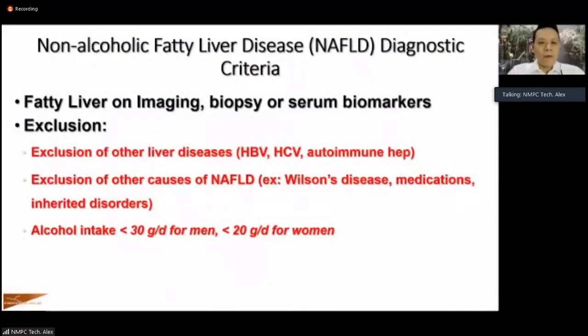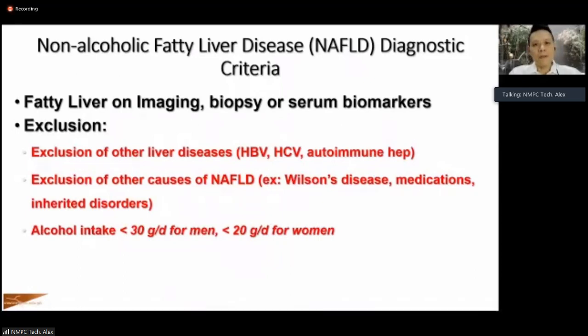So for fatty liver disease, this is the old criteria. This is the non-alcoholic fatty liver disease diagnostic criteria. And right off the bat, you can see here that there's something that really strikes out in the diagnostic criteria. These are the ones that are shown in red. If you notice, it's sort of like a diagnosis of exclusion.